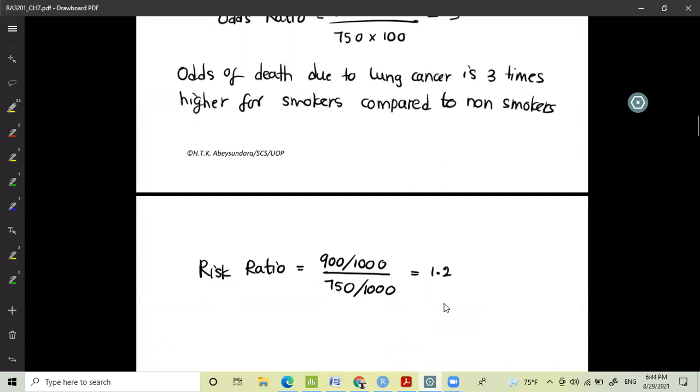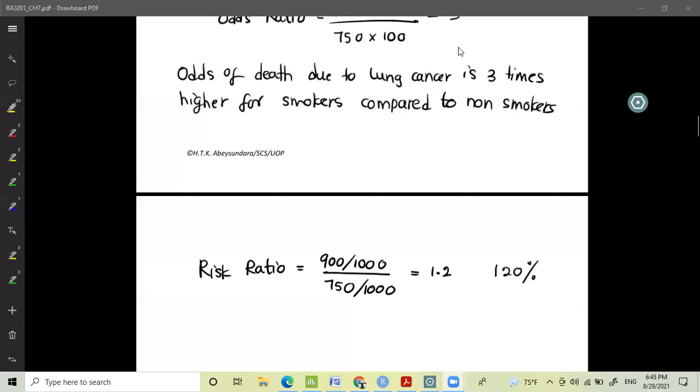There are many ways that you can explain this. The easiest way is when you have 1.2. If you think about the 1 as 100 and 0.2 as the percentage, this is like 120%, right? That means you have 20% more chance or 20% more risk. So usually with the risk ratio, you can explain that the risk of death due to lung cancer is 20% higher for smokers compared to non-smokers. So that is how you can explain the risk ratio.